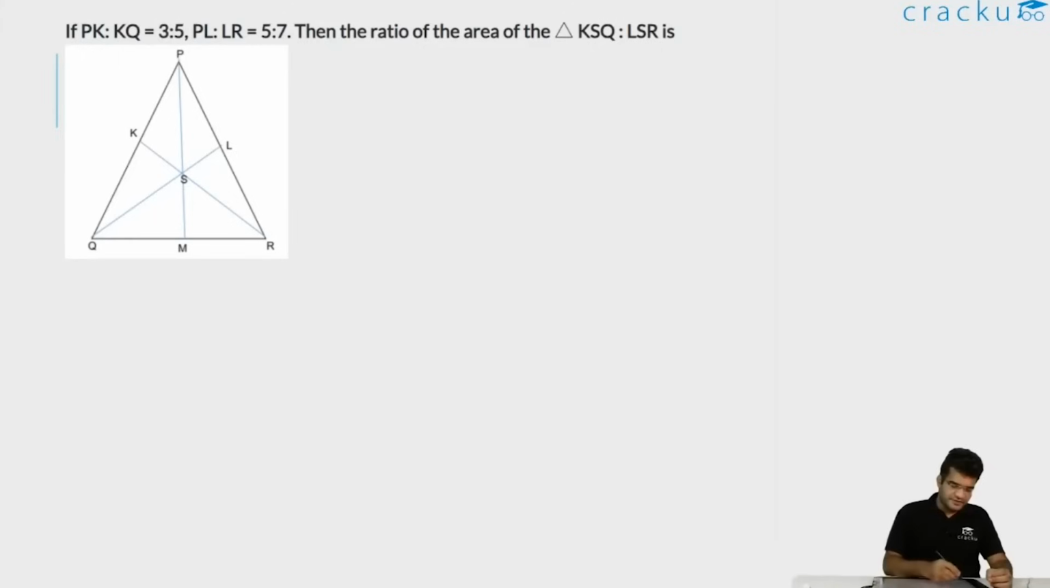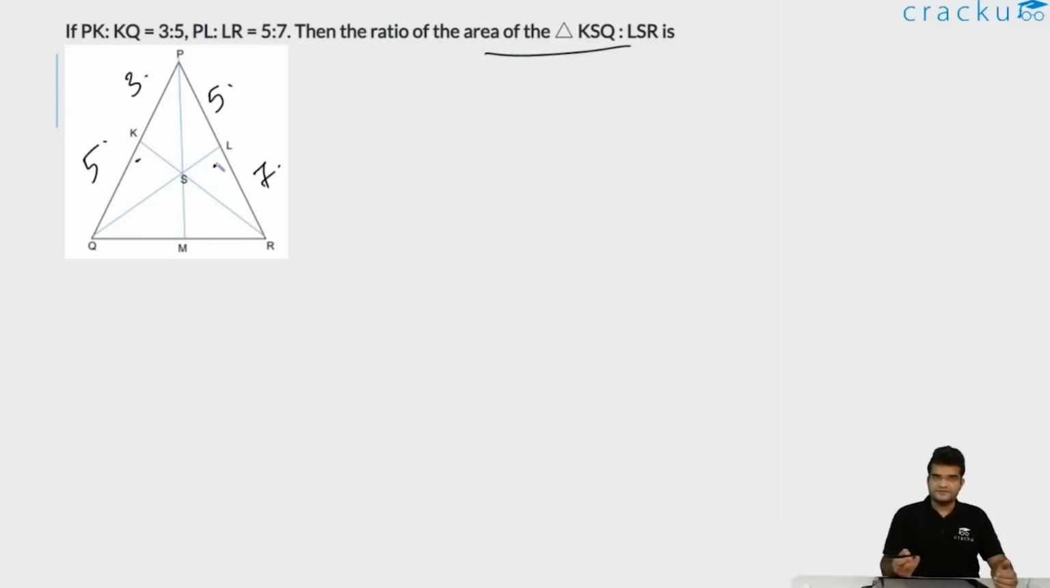In this question, we are told that PK is to KQ is 3 is to 5, and PL is to LR is 5 is to 7. Then the ratio of the area of triangle KSQ and triangle LSR is what we are supposed to find out.